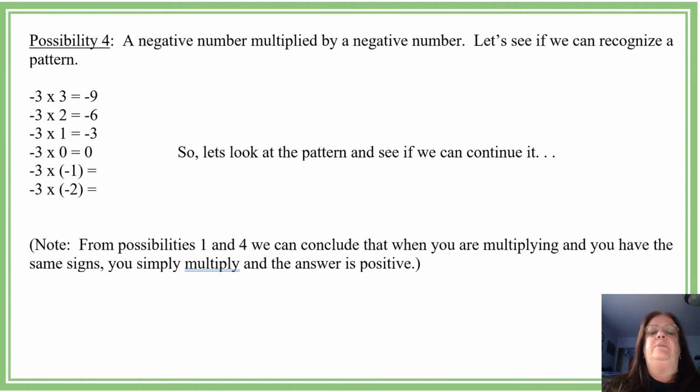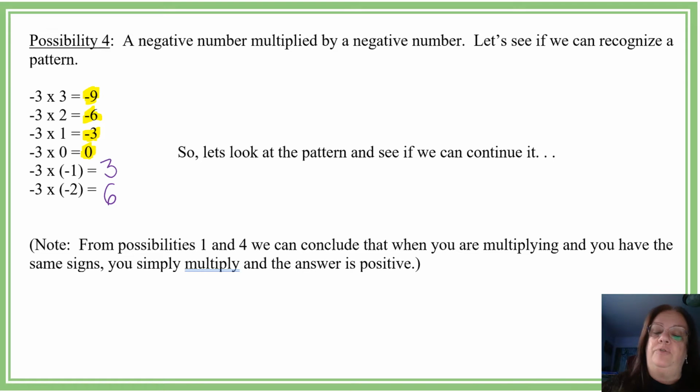All right, for possibility 4, a negative number multiplied by a negative number. What we're going to do is try to see a pattern. Negative 3 times 2 is negative 6, negative 3 times 1 is negative 3, negative 3 times 0 is 0. Well, negative 3 times negative 1, we're going to go the other direction. See how we've been growing from negative 9 to negative 6 to negative 3 to 0. We're going by threes. So negative 3 times negative 1 is going to be a positive 3, and negative 3 times negative 2 is going to be a positive 6.